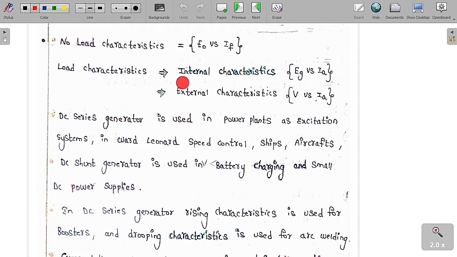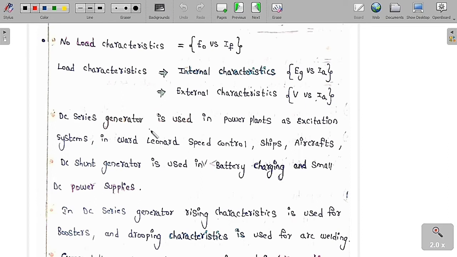And the load characteristics are of two types, internal characteristics and external characteristics. Internal characteristics means the graph between the EMF generated and the armature current. External characteristics means the graph between the terminal voltage and the terminal current. And terminal current is nearly equal to the armature current.